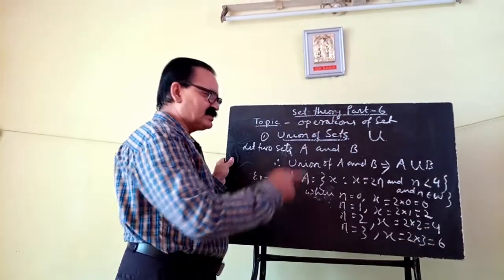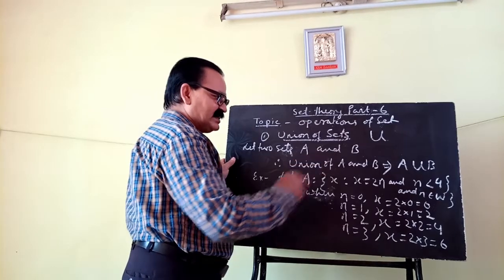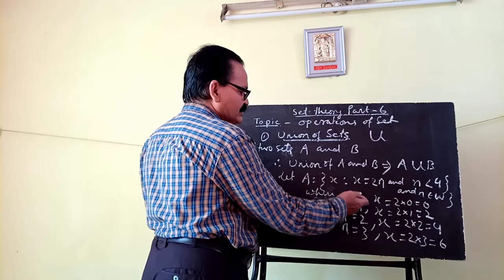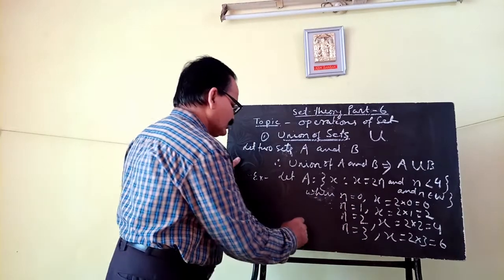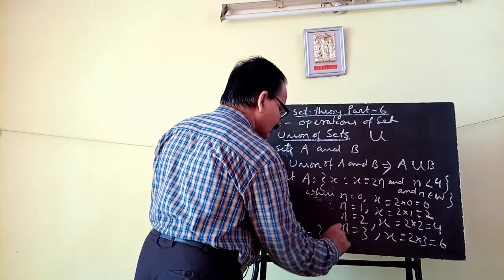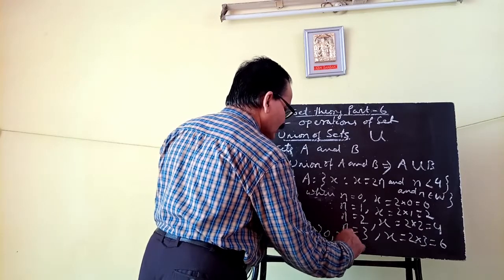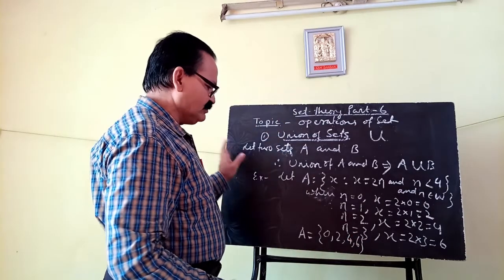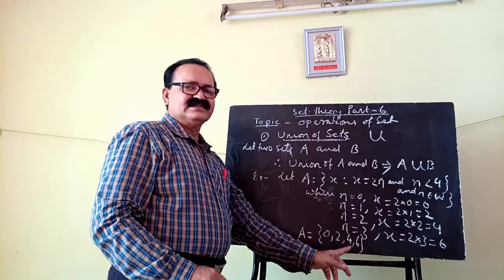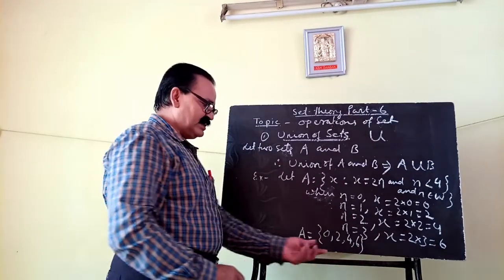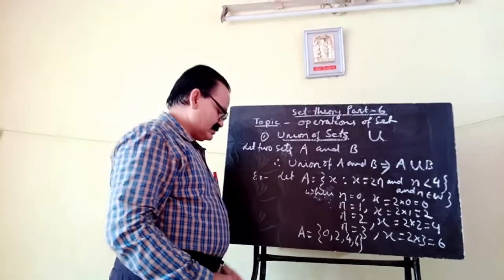Since you have to take only less than 4, the values of n are 0, 1, 2 and 3. Therefore A will be equal to 0, 2, 4 and 6. After writing the roster form, you have seen that your A is 0, 2, 4 and 6. Here there is a limit.